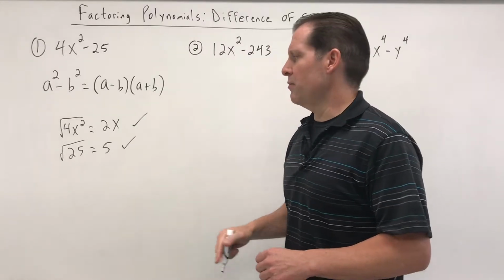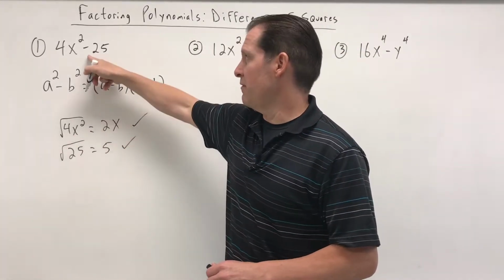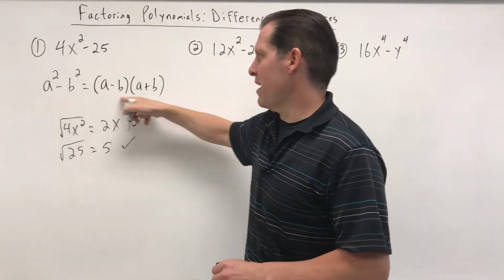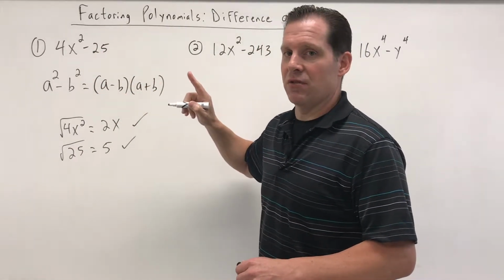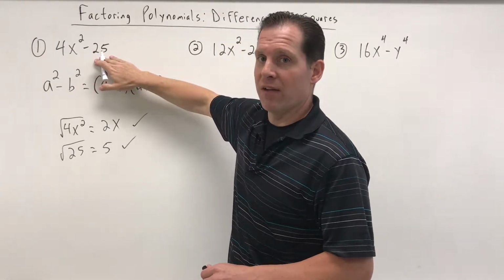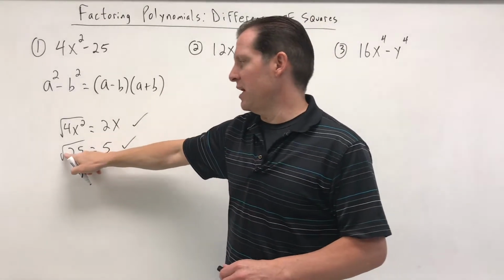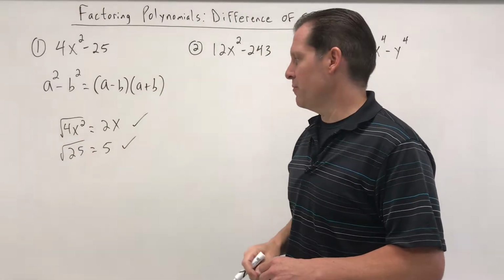Now some students will say, well, how come you don't put the square root of negative 25? Because that's what you have here. Remember that this is the pattern, so the signs take care of themselves. You're just checking the 4x squared, and you're just checking this number 25. Because of the pattern, the signs will take care of themselves, so you don't want to put a negative 25 in there. That would give you an imaginary number.